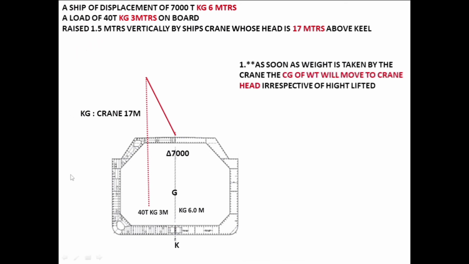Now, as I said, as soon as the weight is taken by the crane, irrespective of how many meters or how many centimeters it has been raised, the center of gravity of that mass goes right to the head of the crane. So these things about it being raised 1.5 meters, 6 centimeters, 10 centimeters, 1 meter, that's all a confusion. What you've got to remember is that as soon as the weight is taken up by the crane, the center of gravity automatically goes to the head of the crane. So here, as soon as it is being lifted up, I'm not talking about 1.5 meters or whatever it is, the center of gravity would go to this point, that is 17 meters. He wants me to find out the new KG.